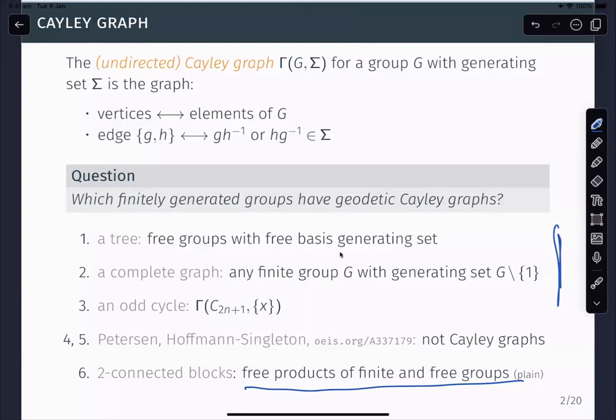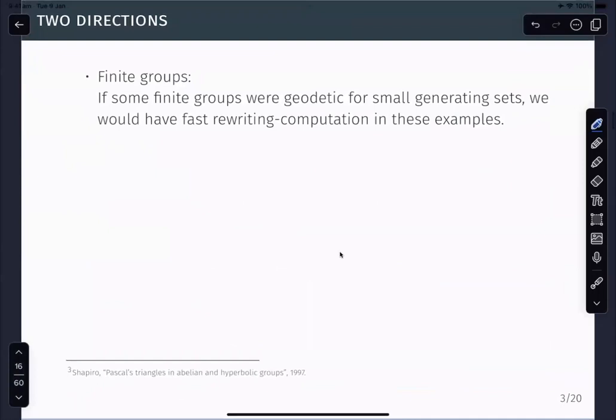So we could get the free product of finite groups and free groups. And some people call this the class of plane groups. Not the most exciting class of group name, but I think it's kind of a cool class. So it's a subclass of virtually free. All right, so there are two directions we could go with this question.